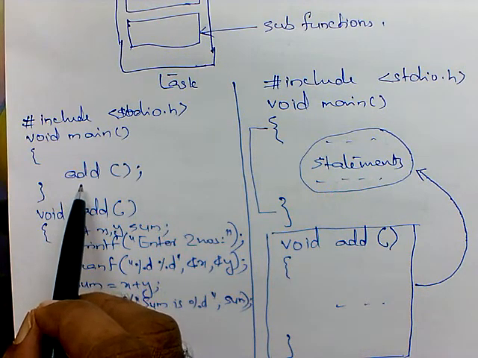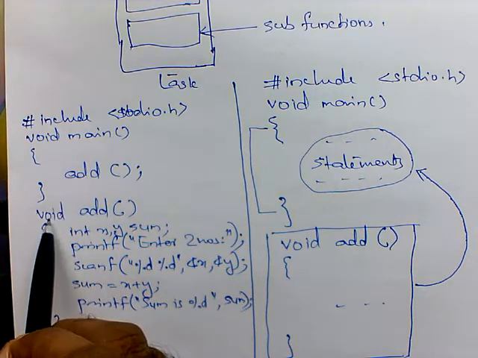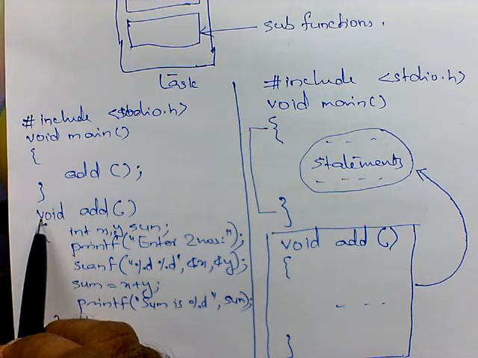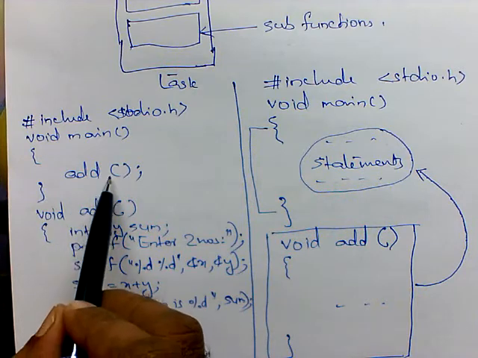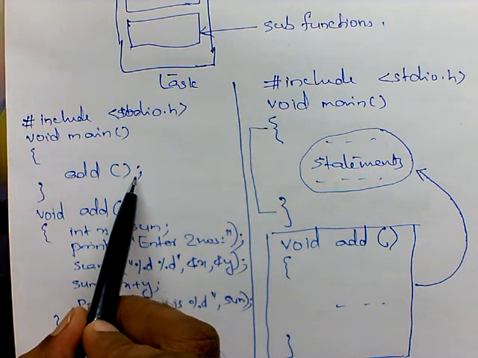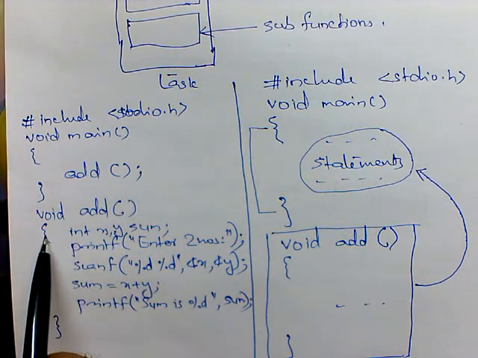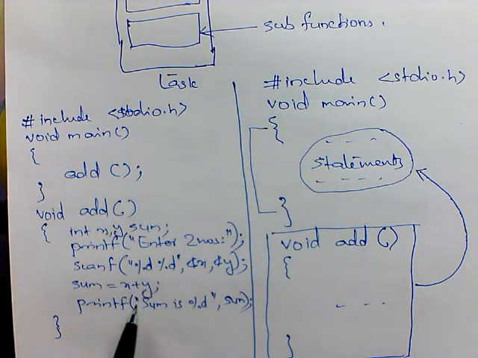What is my function name? Add. What is the return type? Void. We are not returning any value here. Function name, no arguments, so put empty braces. When you define the function, we will not put a semicolon here, but when you call the function, you must put the semicolon. Inside the bracket is the function body.